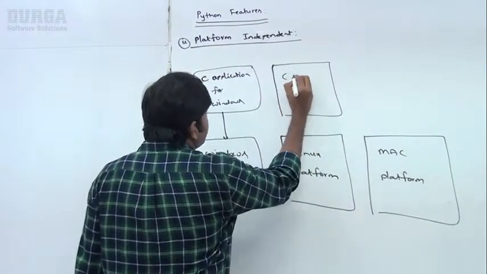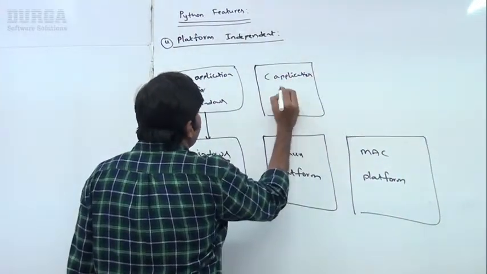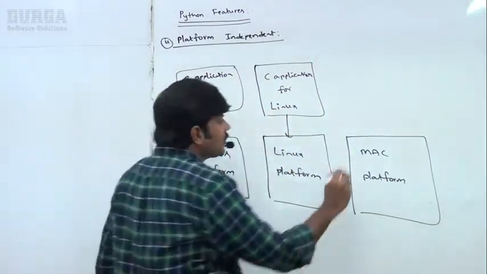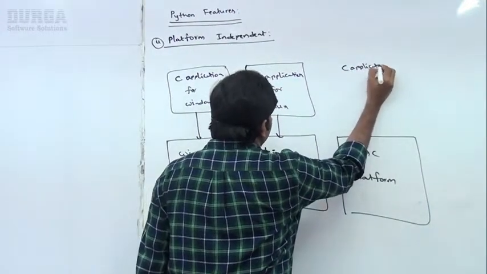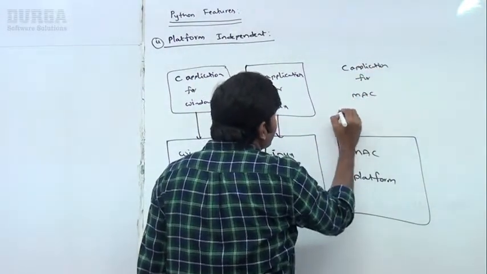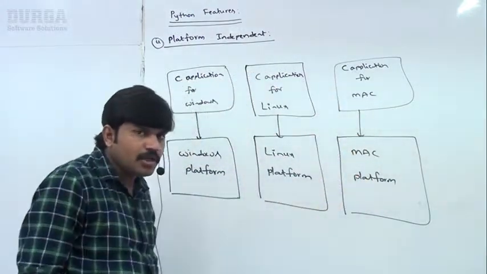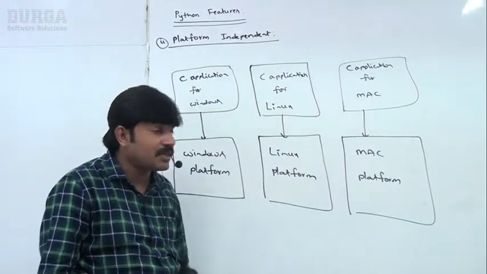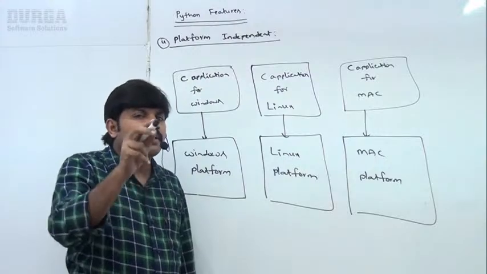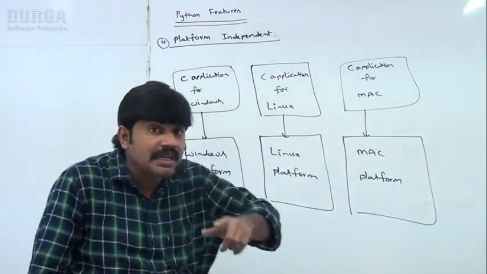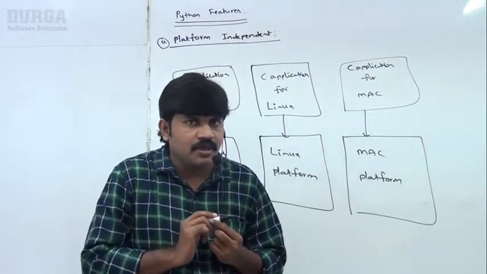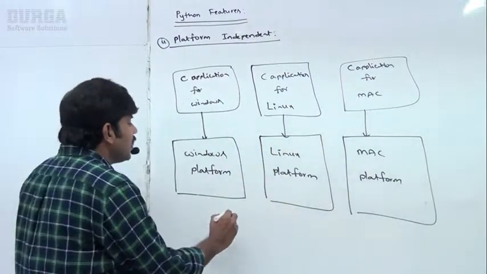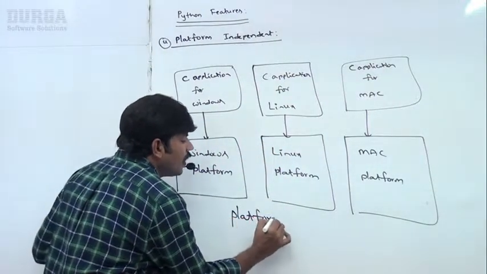Next, a C application for the Linux platform I have to provide, and happily it can run. Next, a C application for Mac we have to provide, like this, right? Sir, now can you please tell how many applications are there? 3 applications. How many platforms are available? 3 platforms. So C programming language is platform dependent. Remember this one: for every platform we need to maintain a separate C application. That's why this behavior is called platform dependent.